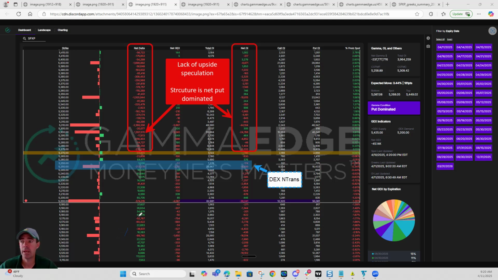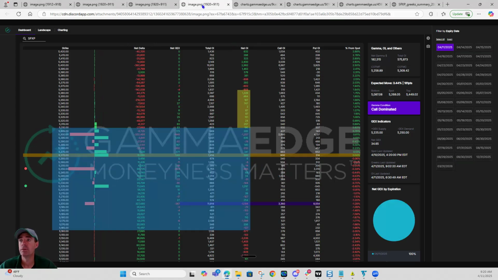So we'll continue to watch that DEX transition here. Obviously, that area will be extremely important for the delta transition. If we get below, that would indicate most likely more weakness heading to the downside, as I said, towards that 5,200 level.